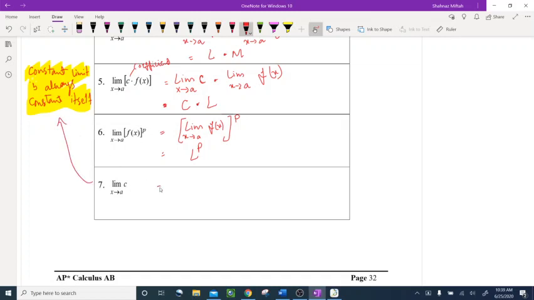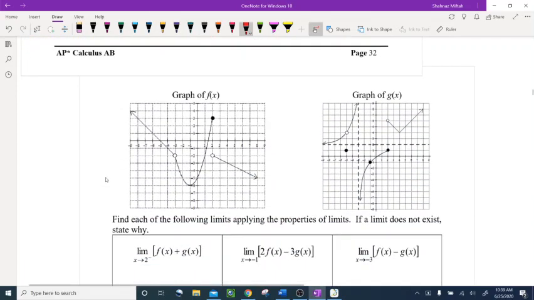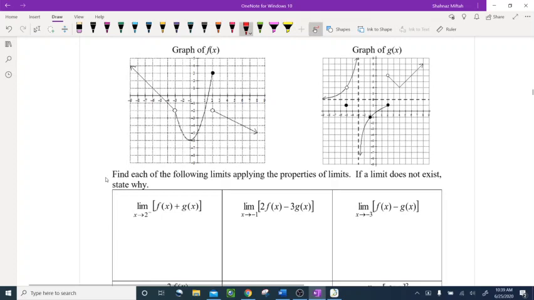So what is the limit of this? The limit of x approaches a of c is c. Like I'm going to write down here, for example, limit x approaches a of 2, and it's going to be just 2. Okay, that's a constant. Okay, let's try our properties and do some examples.